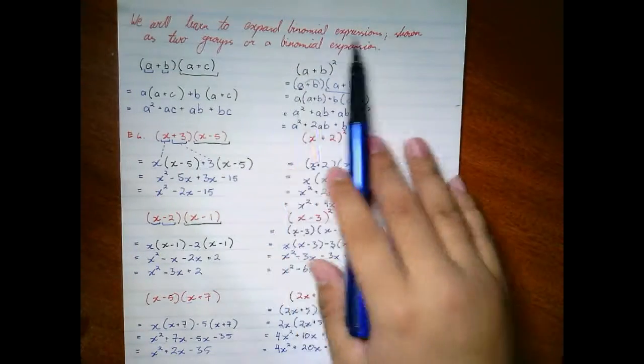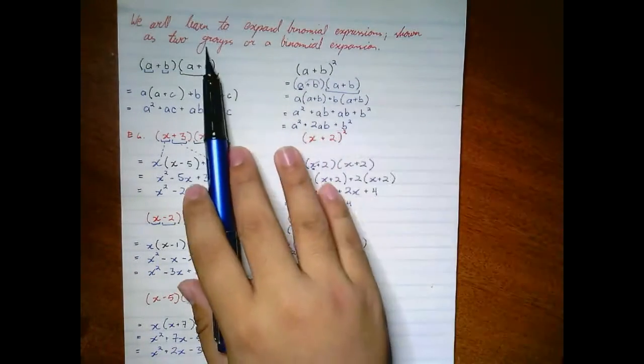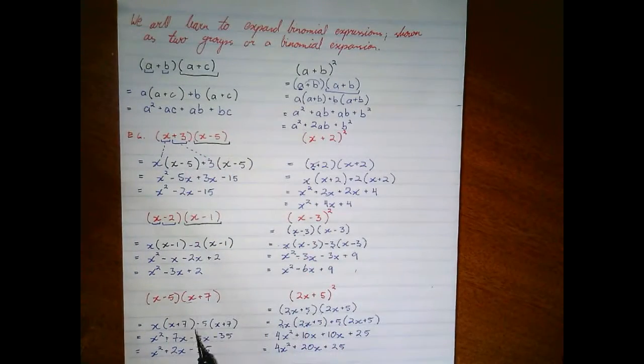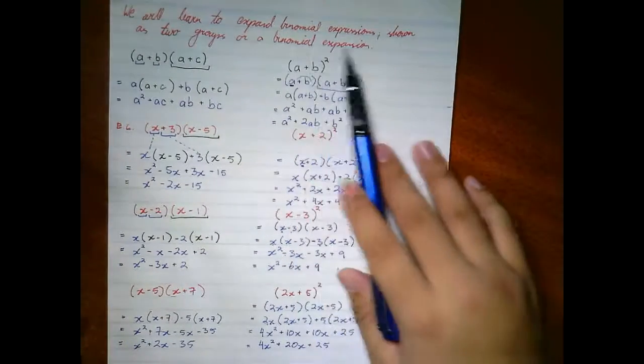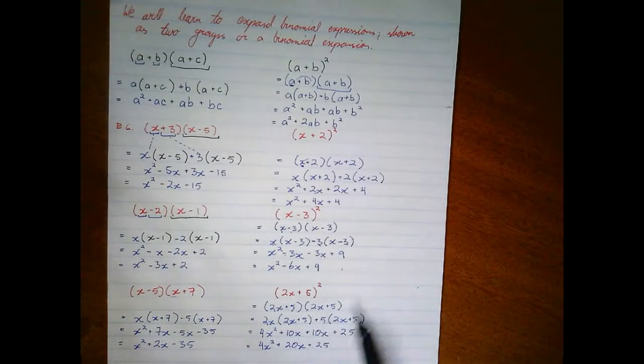expanding binomial expressions shown as 2 groups. So here we have 2 groups and a binomial expansion, which is shown here.